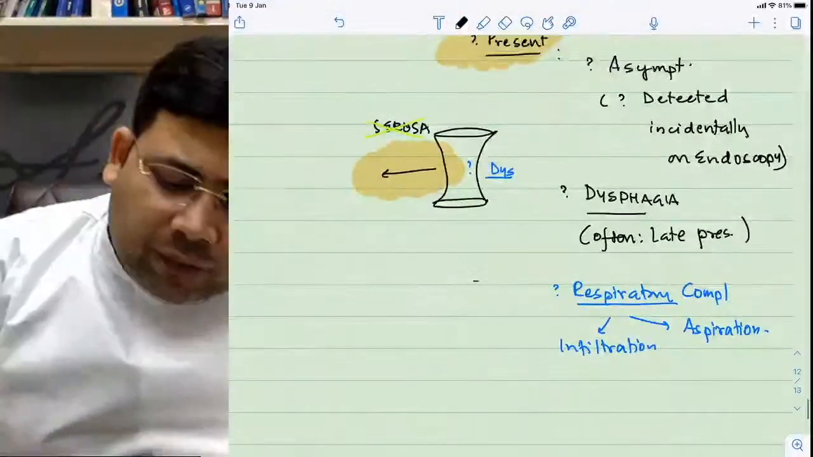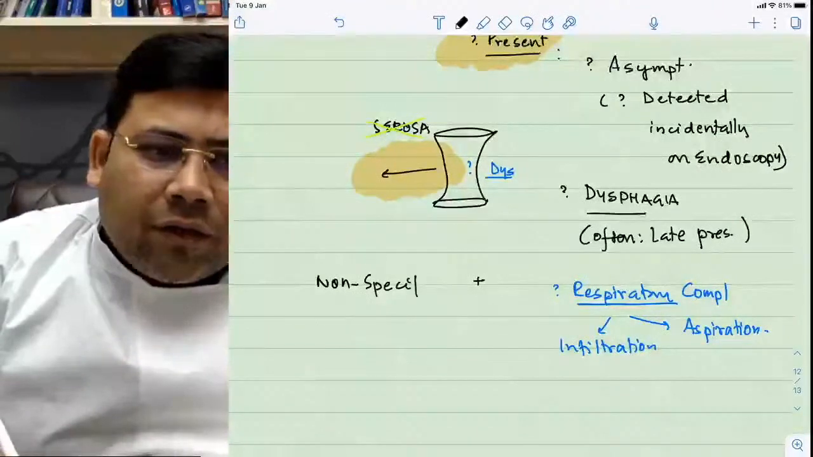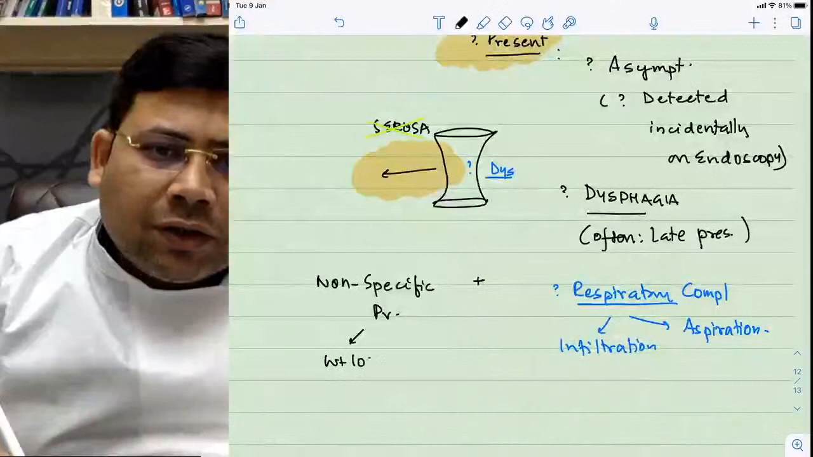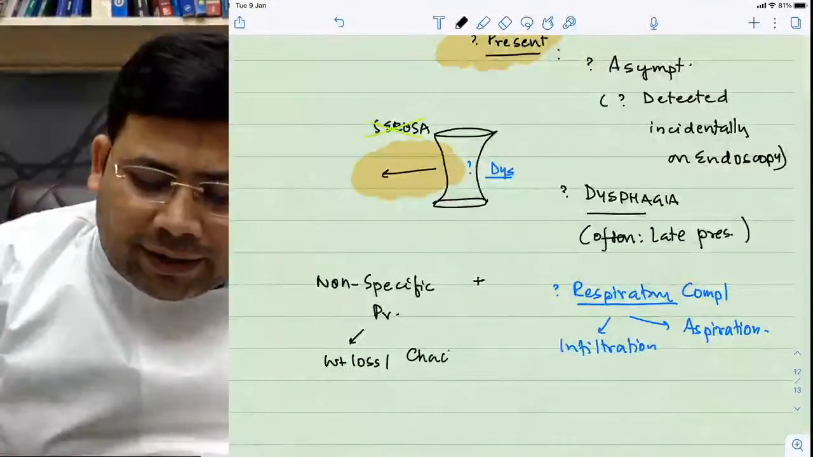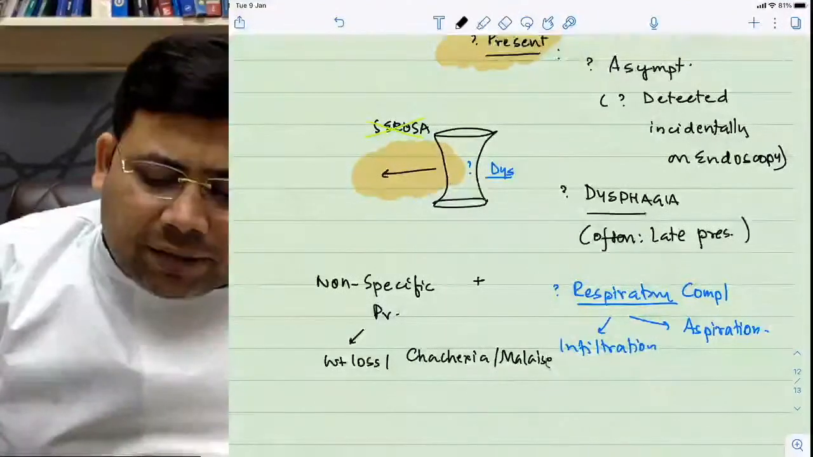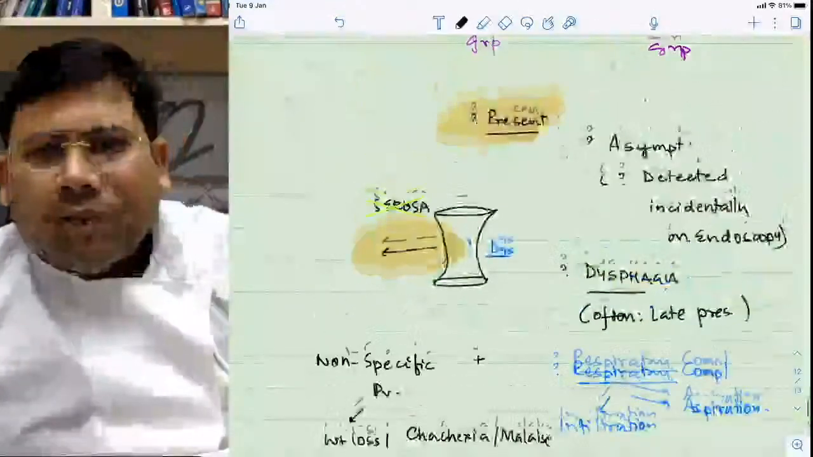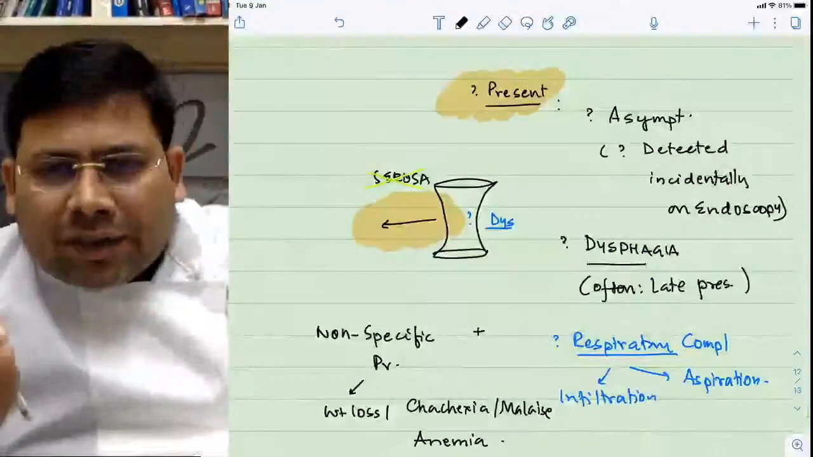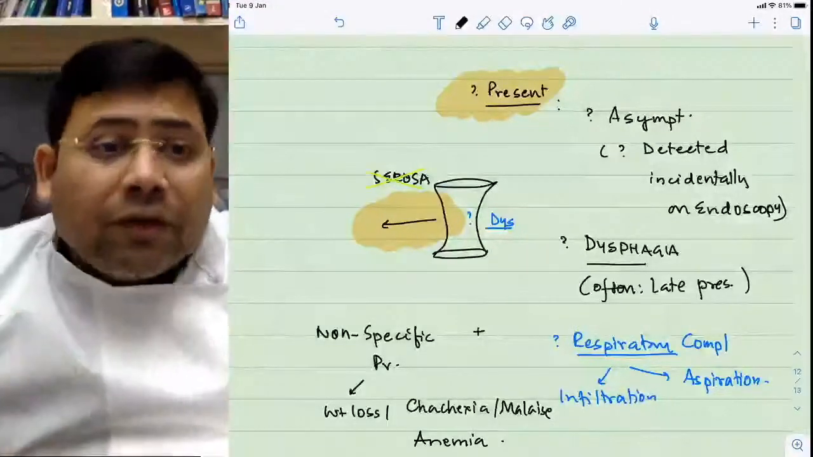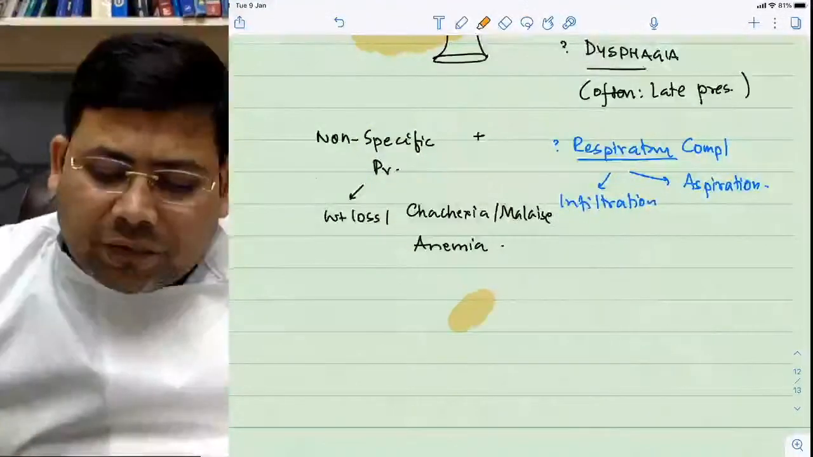And along with them, you have non-specific presentation. What do I mean by non-specific presentation? Weight loss, cachexia, malaise, anemia. So these are the classical presentations of any cancer. But apart from that, CA esophagus is not that loud, that it will give you the classical clinical features. How we approach them is very important.